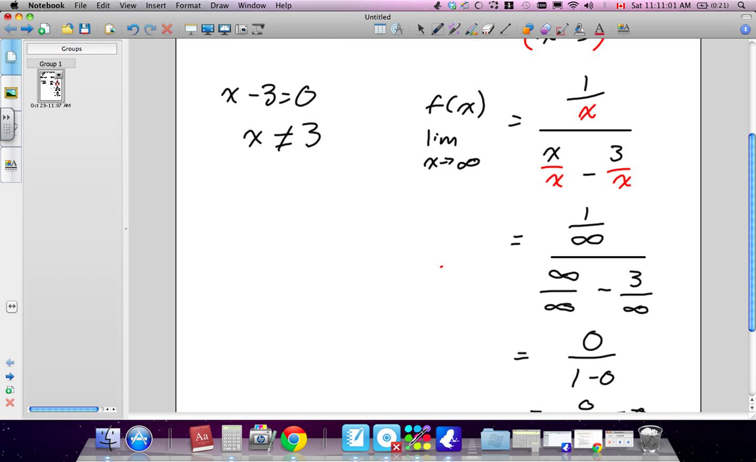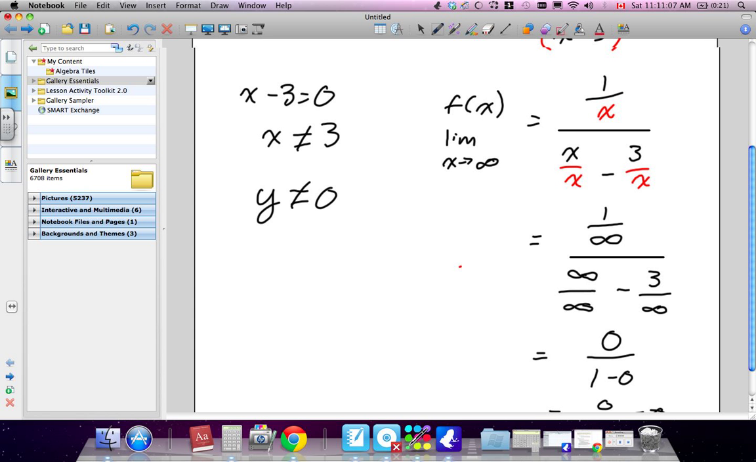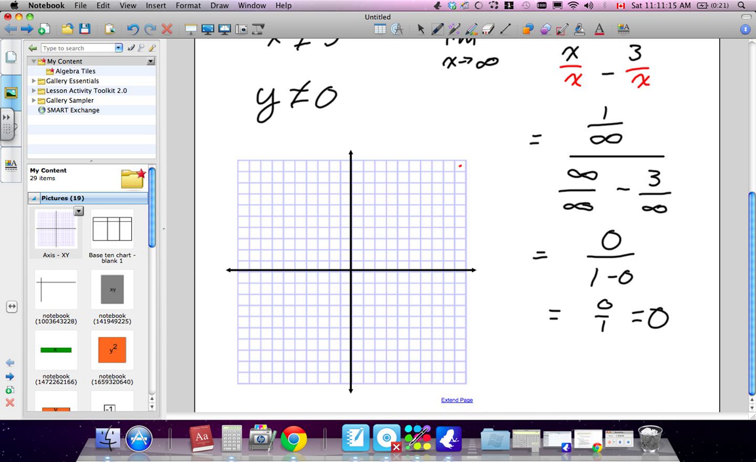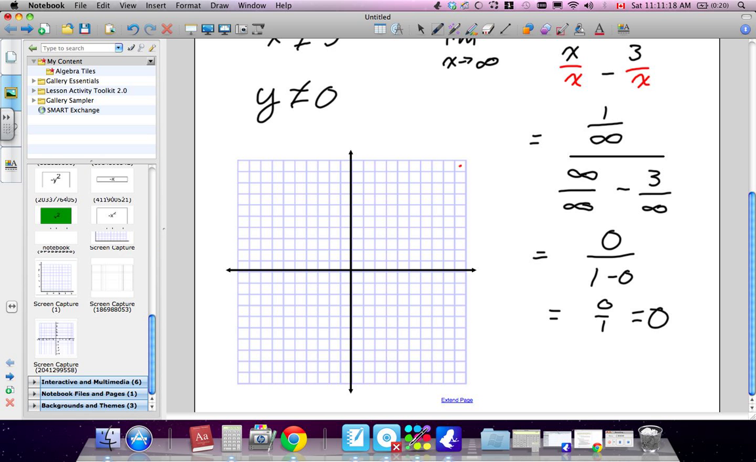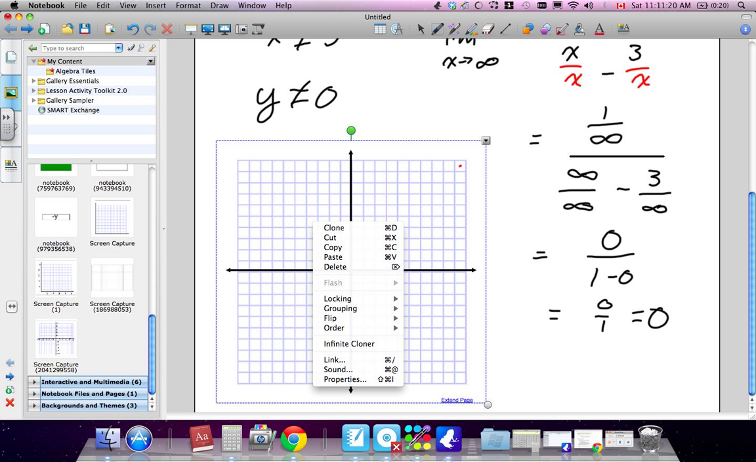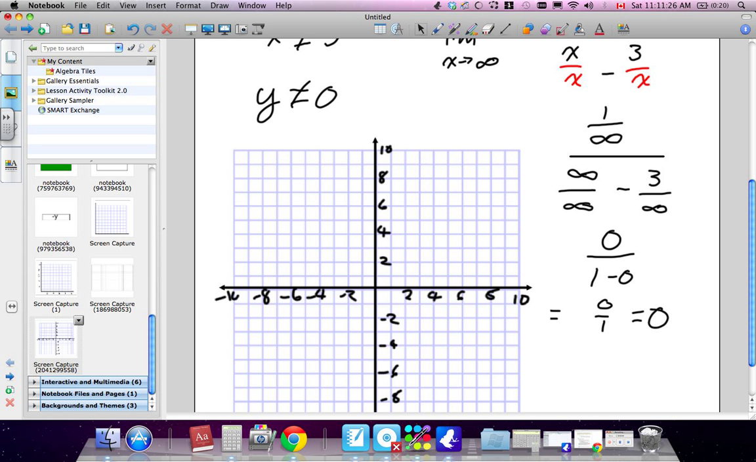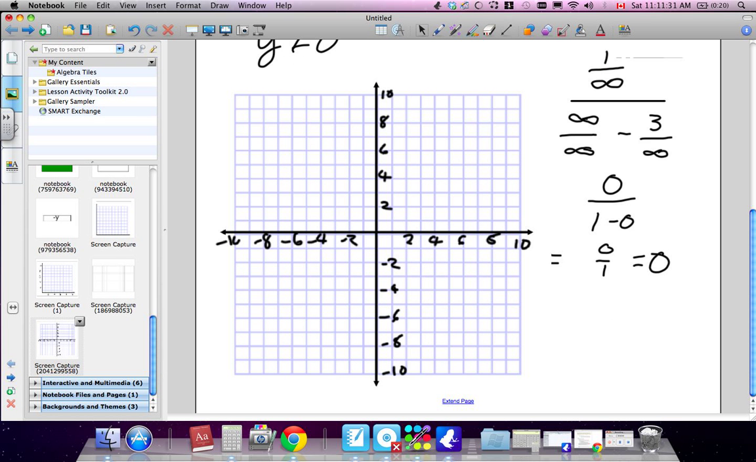So when we go to graph this, we'll quickly put this on a graph. Let's go with a little better. There we go. We had a vertical asymptote, we said, at positive 3. So a vertical asymptote right here. And we had a horizontal asymptote at 0. Okay? So we know those are vertical and horizontal asymptotes.